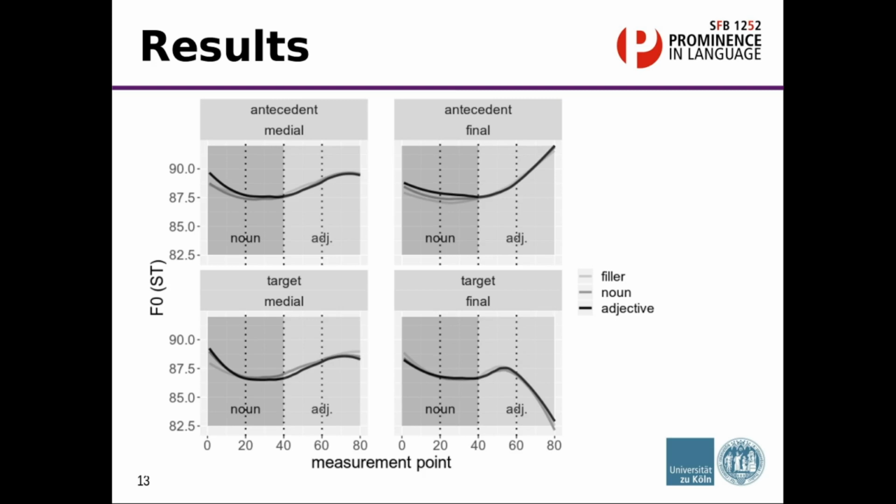To read these graphs you should also know that Papuan Malay noun phrases have the order noun adjective, so with an adjective being the final word in the noun phrase. Given that there were no effects of focus, the different contour lines show a high degree of overlap in all plots. So this brings us to the summary of the results.